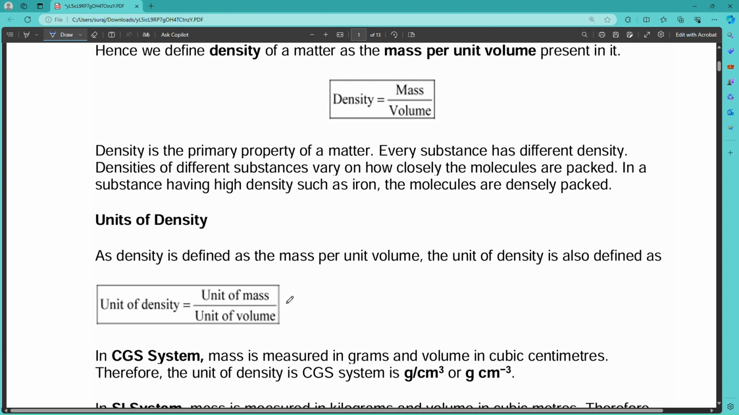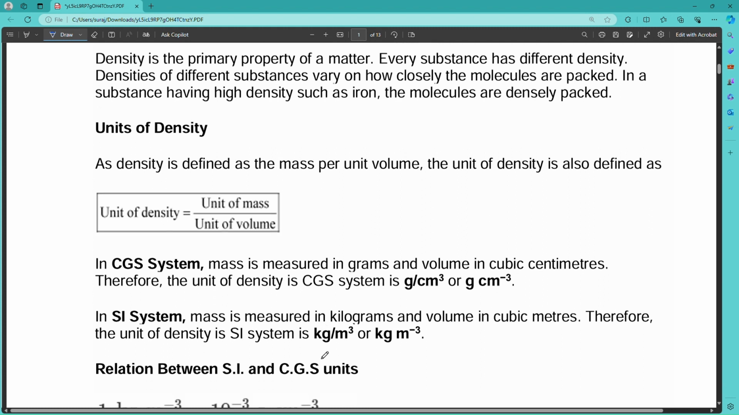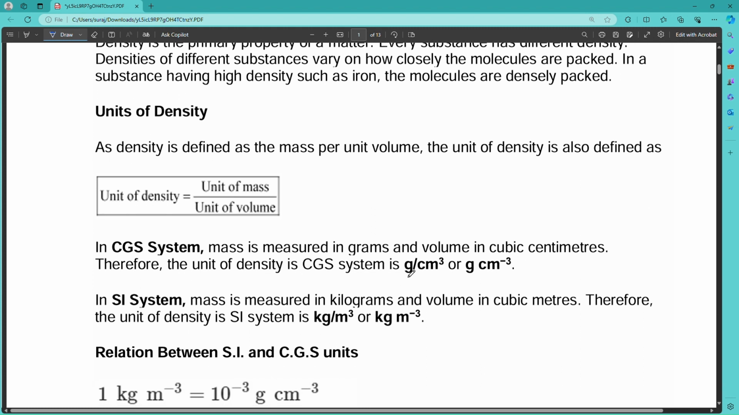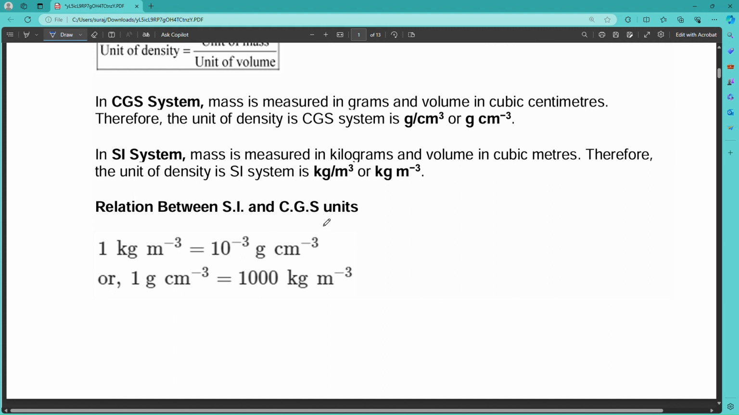The unit of mass in the SI system is kg, and the unit of volume in the SI system is meter cube. So in the SI system, the unit of density is kg per meter cube, and in the CGS system, the unit of density is gram per centimeter cube. Here is the relation between the SI unit and the CGS unit: 1 kg per meter cube equals 10 to the power minus 3 gram per centimeter cube.